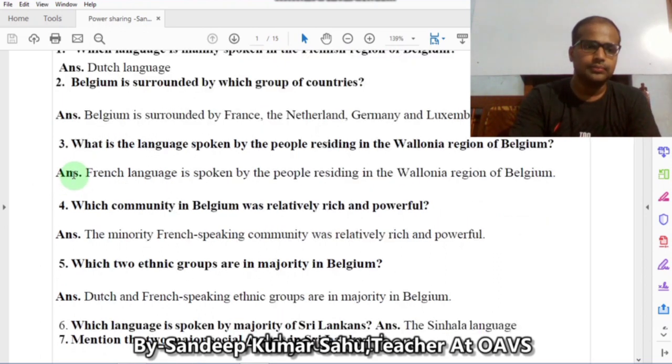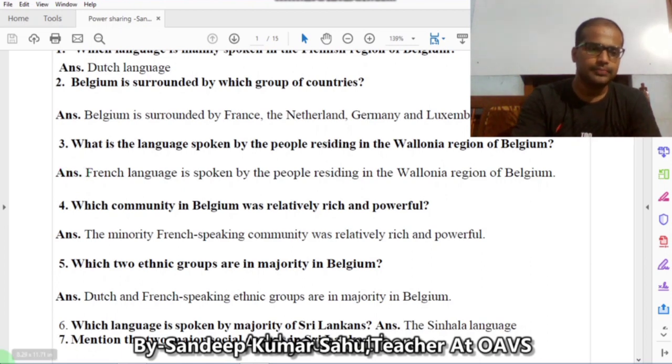Question number three, what is the language spoken by the people residing in the Wallonian region of Belgium? So in the Wallonian region, the French language is spoken by the people. Which community in Belgium is relatively rich and powerful? So as we know from the topic, the minority, those who are the 40%, are mainly rich and powerful as compared to the Dutch speaking people.